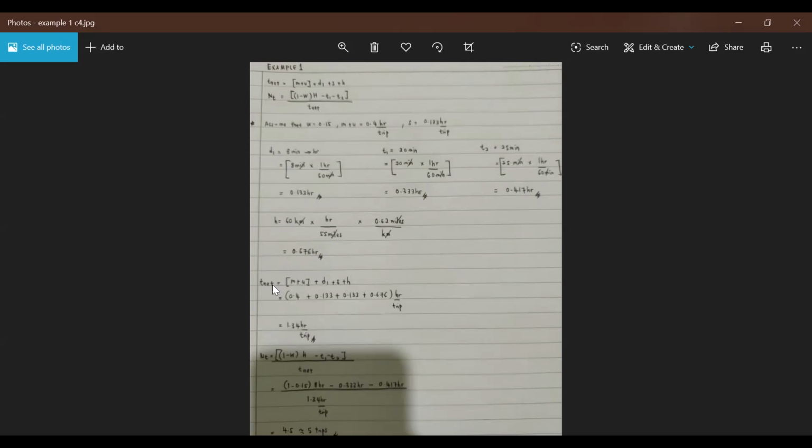And you apply T net, from this formula, M plus U plus D1 plus S plus H. You just put all those values there, and you get 1.34 hours per trip for T net. And then for NT, you apply this formula, which is 1 minus W, in brackets, multiplied by big H minus T1 minus T2, in the big bracket, divided by T net. So you just put all the values there for each symbol, and you get 4.5, or close to 5 trips.